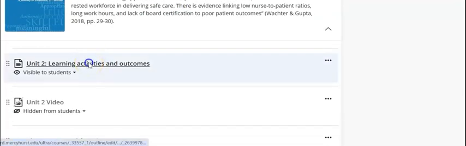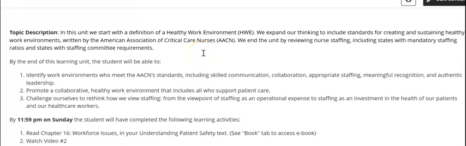Welcome to Learning Unit number 2. In Learning Unit number 2, we're going to talk about workforce issues. Specifically, we are looking at nursing staffing and we are looking at the AACN's standards for healthy work environments, HWE.